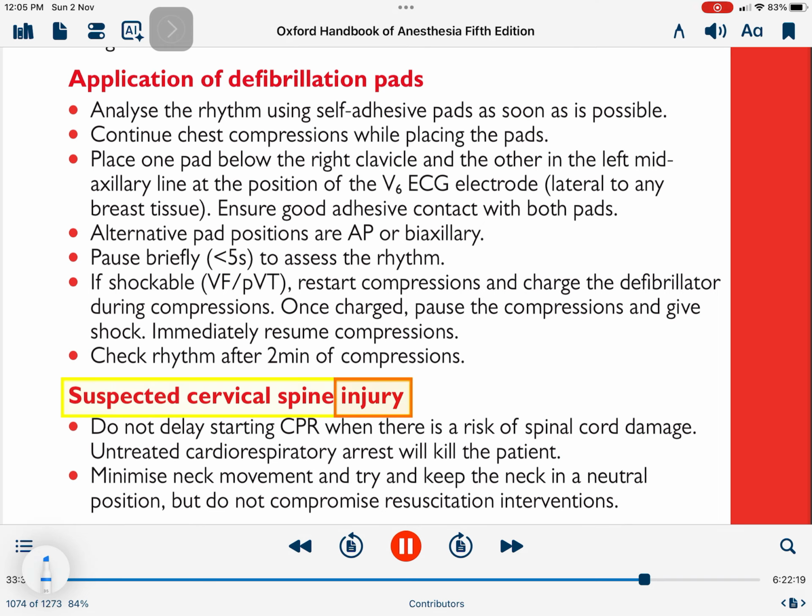Suspected cervical spine injury: do not delay starting CPR when there is a risk of spinal cord damage. Untreated cardiorespiratory arrest will kill the patient. Minimize neck movement and try to keep the neck in a neutral position, but do not compromise resuscitation interventions.